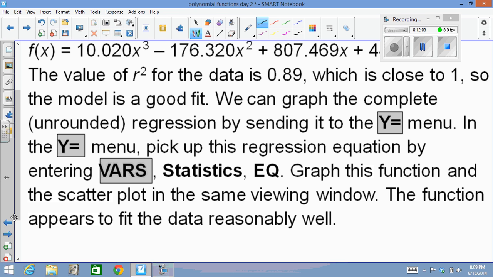So that way, whatever equation we had, which was the 10.020 x to the third, would just get picked up right from there and go in there. There's another way that we can also automatically send it to there, and when we get to class, I can always show you that. Once you do that, you can see that it fits pretty well. If it fits pretty well, that's good.